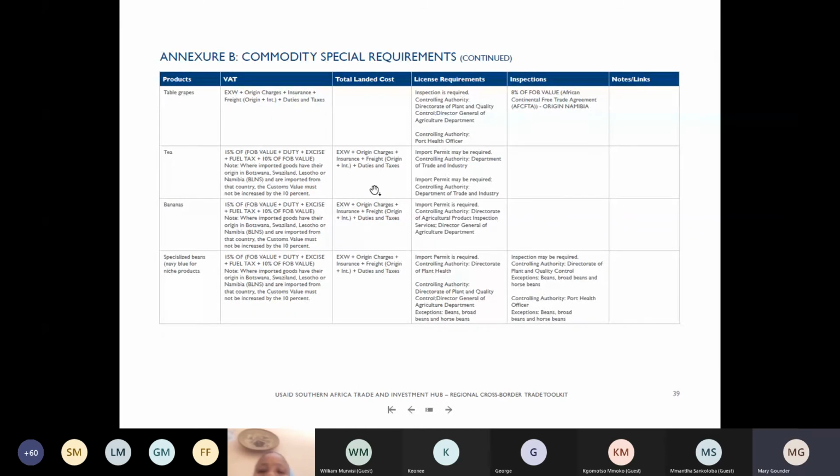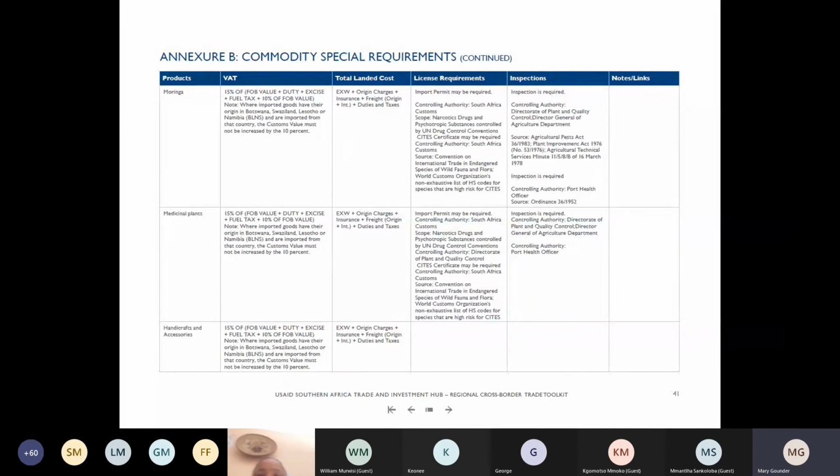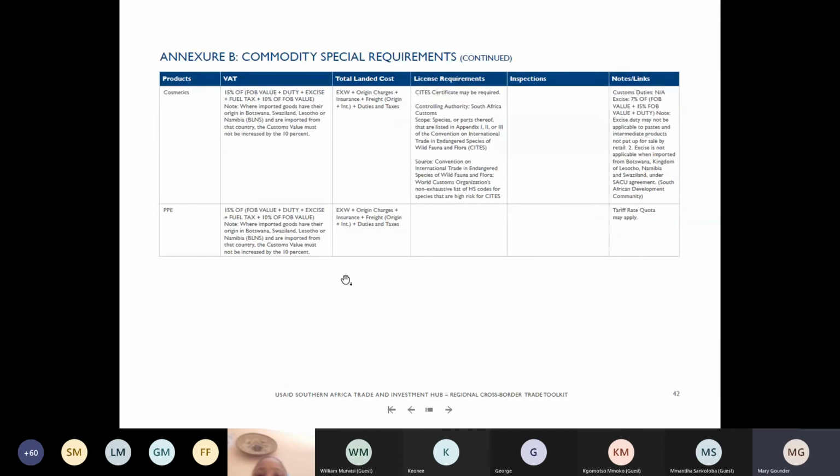Okay, so depending on what your commodity is, there will be different permits required, different expectations, and different departments that you will need to deal with. So all of that is in the commodity special requirements.